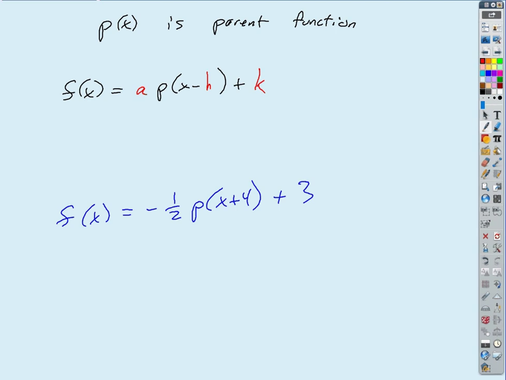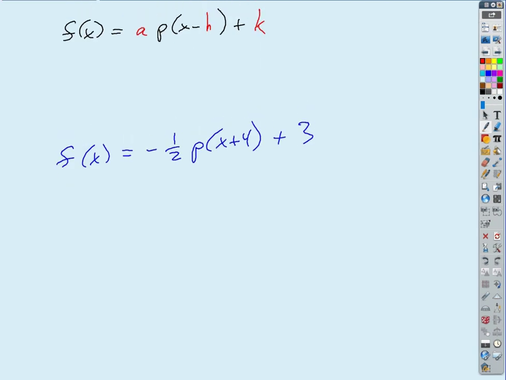So somebody tell me, what's the value of a? Negative 1/2. A equals negative 1/2. And what does that mean is going on? Two things. The slope becomes negative and stretches. Okay, but don't think of it in terms of a slope.